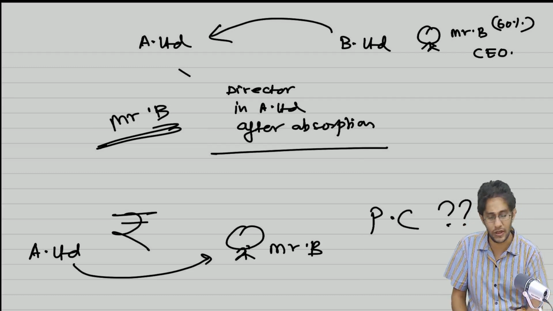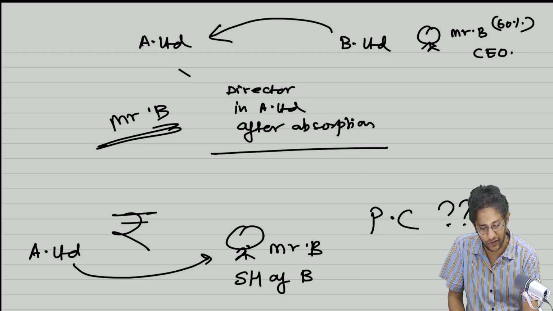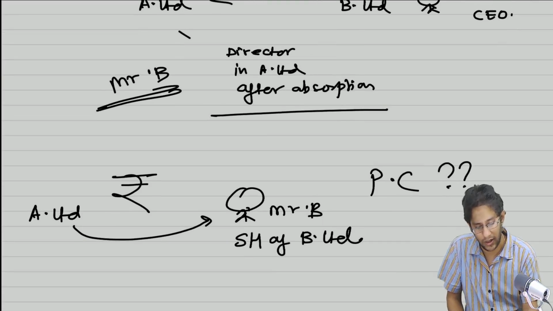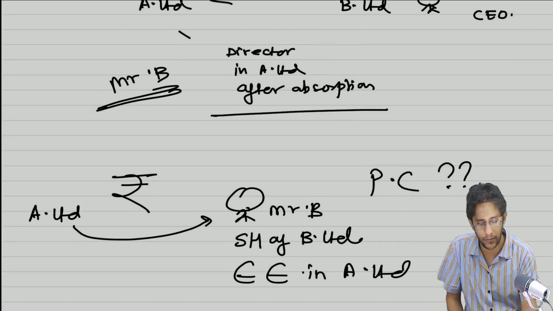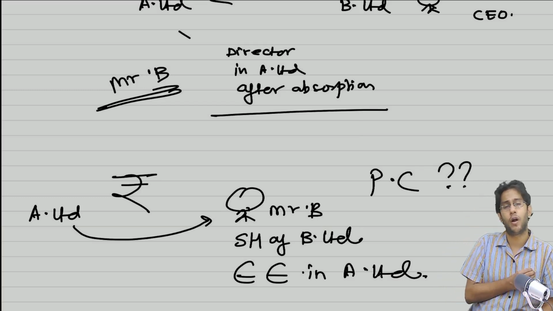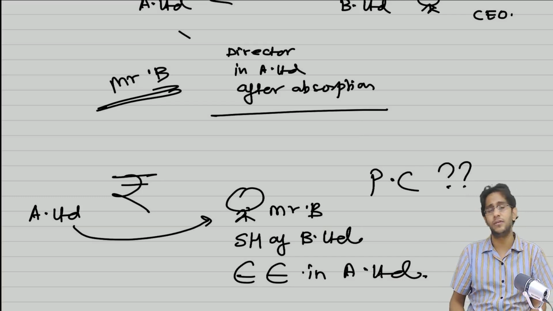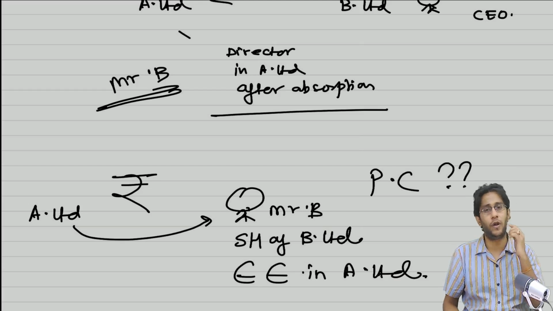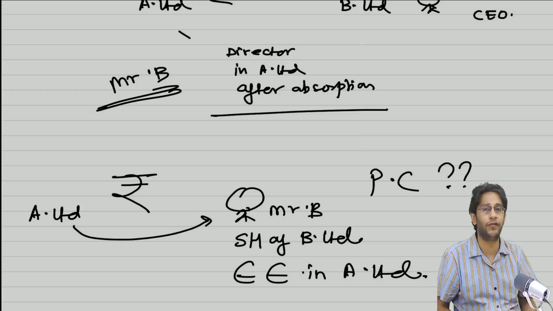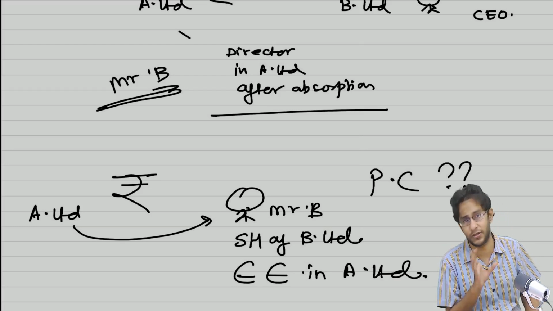That's the question. Who is Mr. B? Mr. B is the old shareholder of B Limited. He is also now an employee in A Limited. So whatever amounts we are offering to Mr. B, should it be forming part of PC or not? The answer depends on in what capacity you are paying money to Mr. B. If you are paying money to Mr. B in the capacity of a shareholder of B Limited, then that is definitely part of purchase consideration.